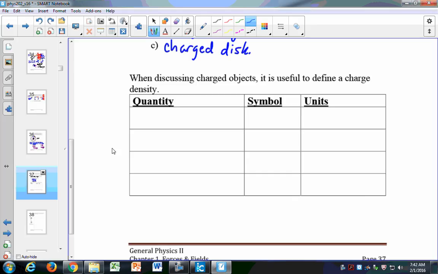So a couple different things we need to think about. The charge, we've already seen this. The symbol is q, and the units are coulombs. Then we also have some densities. The linear charge density, we usually call this lambda, and its units are coulombs per meter. It just says if I have a line of charge, how many coulombs per meter do I have? And then we also have surface charge density.